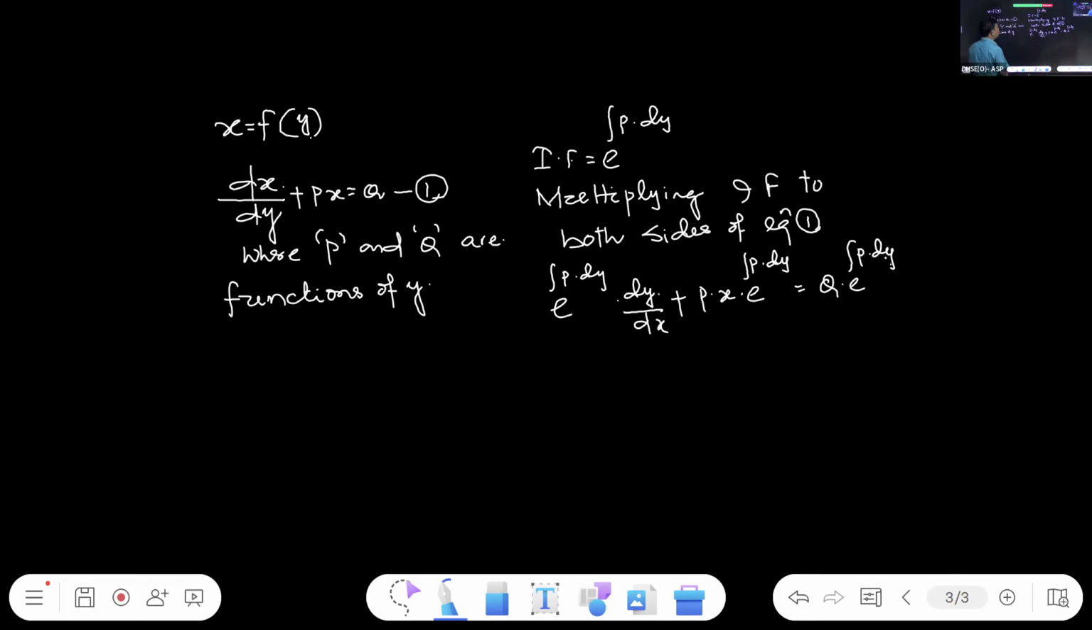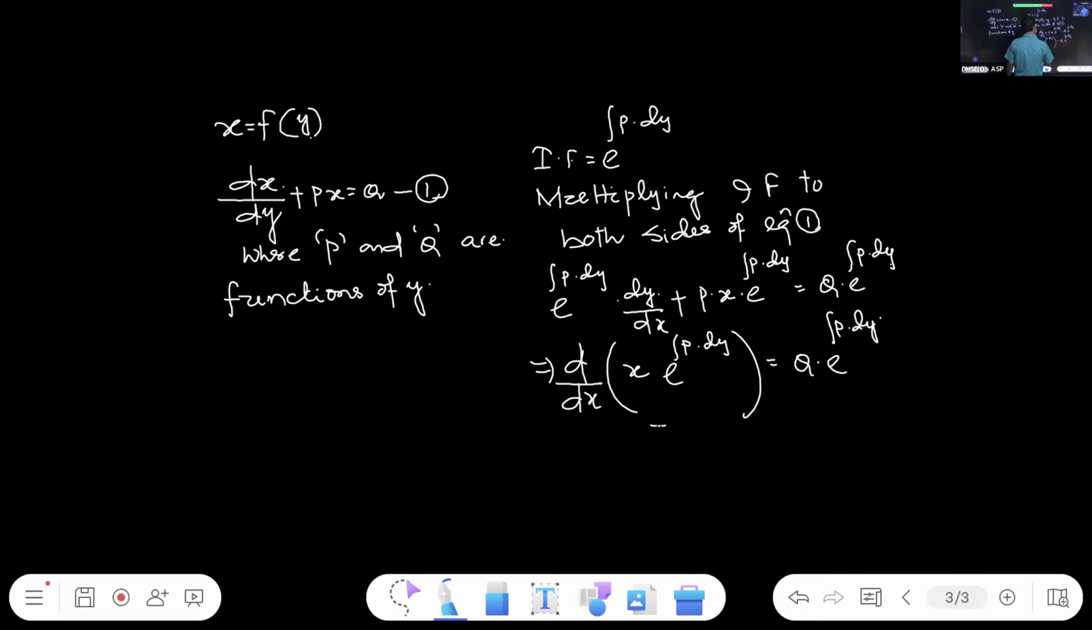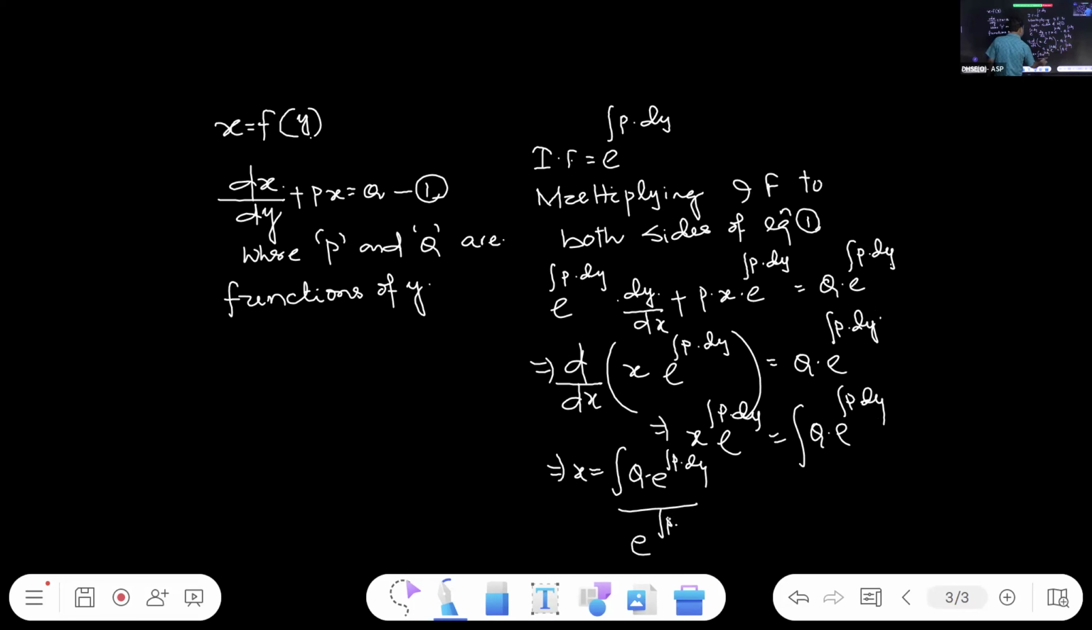Okay, when you multiply the integrating factor to both sides of the equation, then the left-hand side of the equation will be the derivative of the product of the dependent variable and the integrating factor. Since x is a function of y, here the dependent variable is x. So x into e power integral p dy equals q into e power integral p dy. This implies x into e power integral p dy is equal to integral q into e power integral p dy. This implies x is equal to integral q into e power integral p dy upon e power integral p dy. Okay, try to remember the procedure, not the result.